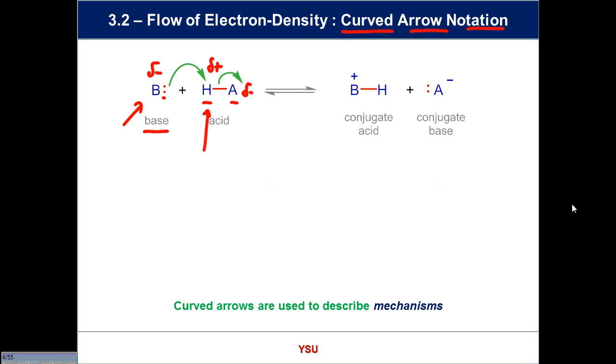The arrows start at the lone pairs. They don't start at the positive things. You're getting them backwards, switch them. You start at the lone pairs, you go for the positive thing, not the other way around. And you obey simple rules.